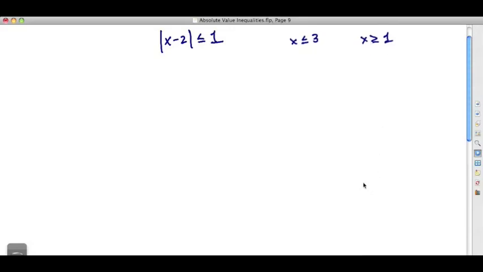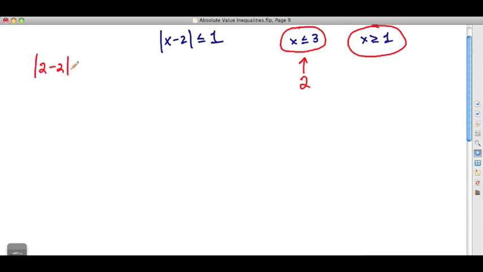Okay, so here we are, and we are checking this answer. We are checking to see if x is less than or equal to 3 works, and we are checking to see if x is greater than or equal to 1 works. So let's pick a number that's less than or equal to 3. Well, a number that's less than or equal to 3 would be 2. So let's put that in.